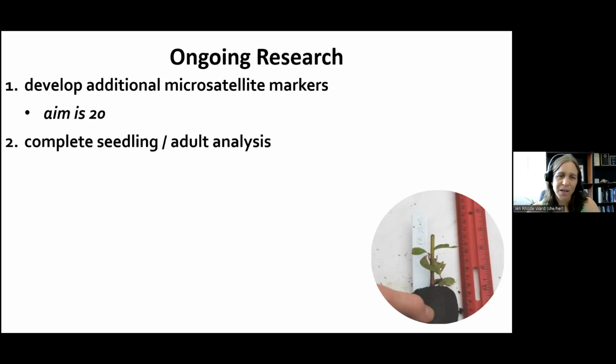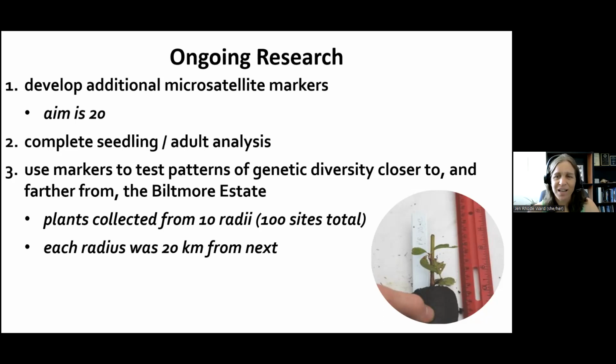I want to complete my seedling and adult analysis of the genetics and then go back to my giant 1,000 plant freezer set of plants and see if there's any spatial difference in genetic diversity. We saw a difference in performance and plasticity, but is there any genetic difference? I do have 100 sites total, and I do have 10 plants per site, so that's 1,000.